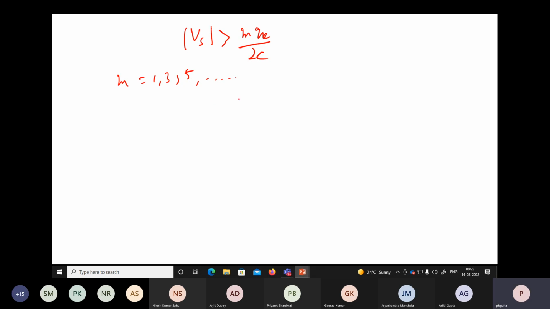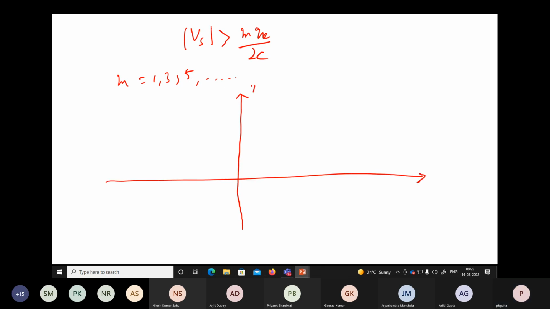So you can plot I over I1 versus Vs over V1, and we will get a curve something like this.